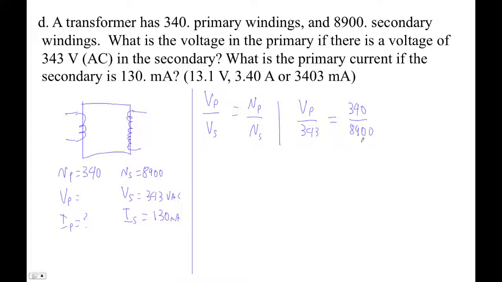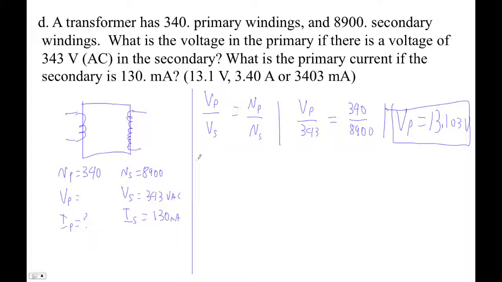I'm getting 11, and that's not right. So what did I do wrong? Oh, I typed 313. 343 times 340 divided by 8900. Okay, I'm getting it now. So the voltage in the primary is a mere 13.103 volts.